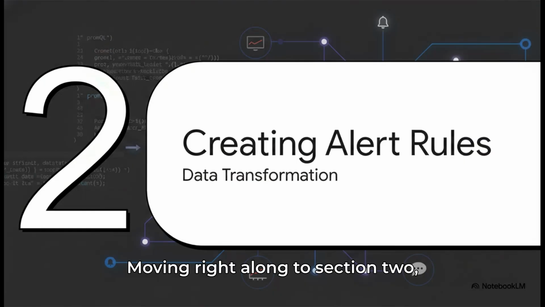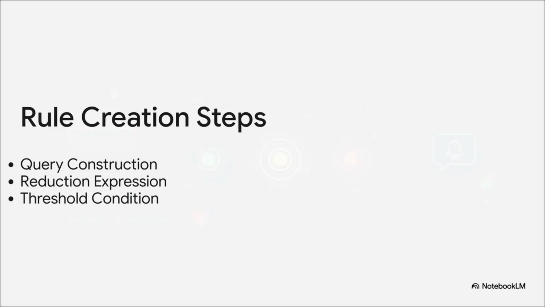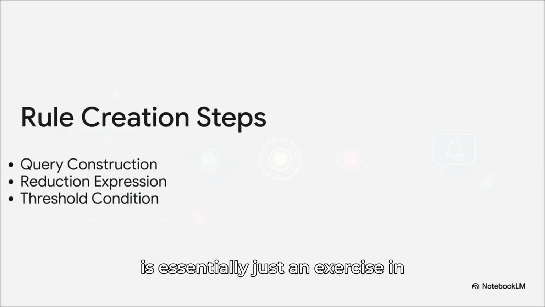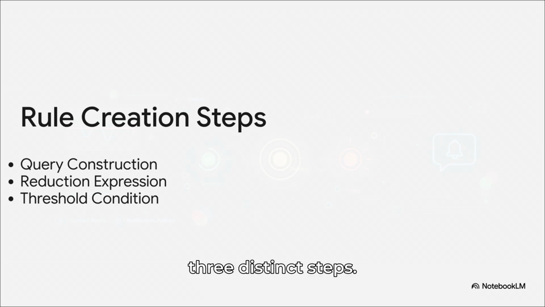Moving right along to Section 2, creating an alert rule. Now we shift from the theory side over to practical action. Now, what's really interesting about this is how creating an alert rule is essentially just an exercise in data transformation, and it happens in 3 distinct steps.